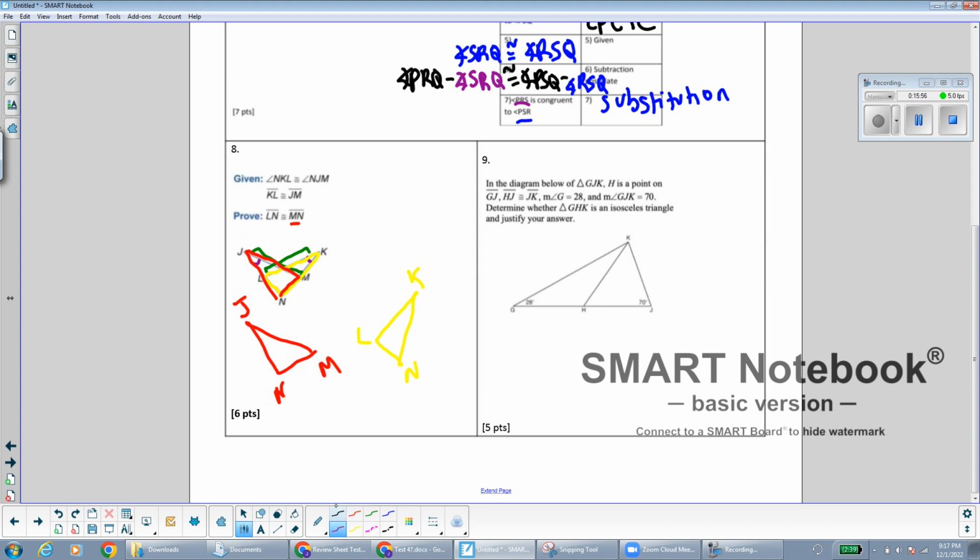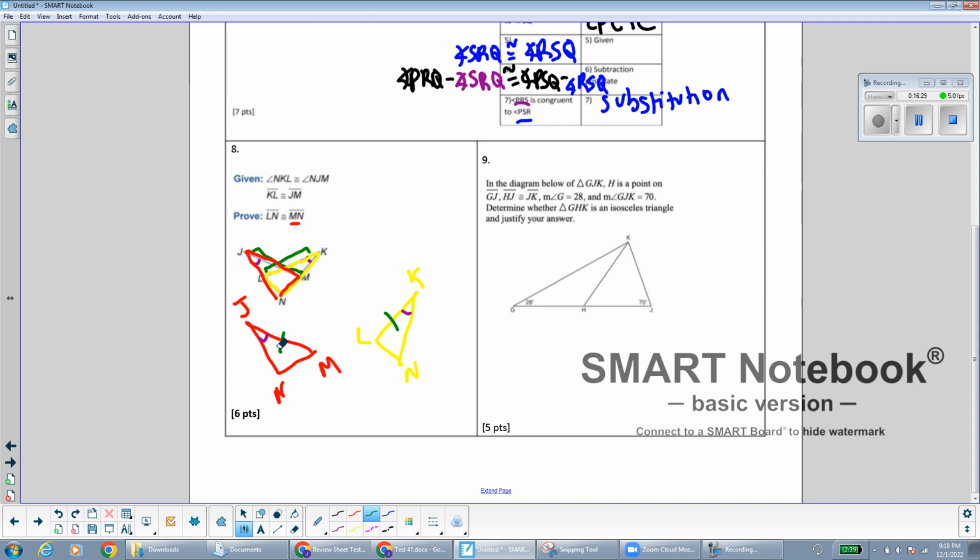And I'm going to just mark the triangle according to the diagram the way that we marked it here. So I'm just going to transfer our markings here. We marked JM congruent to KL. That was given. And our goal is to prove LN congruent to MN. So we already have an angle and a side just from the givens. And when we have overlapping triangles, we're going to look for something that's shared or in common because they overlap. So there's going to be something that's shared.